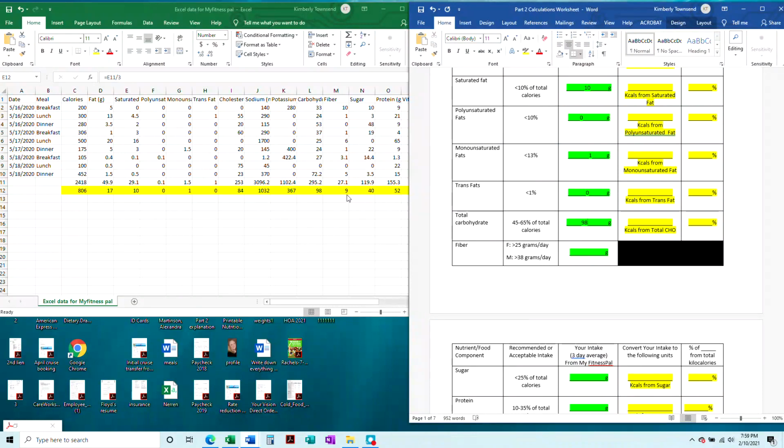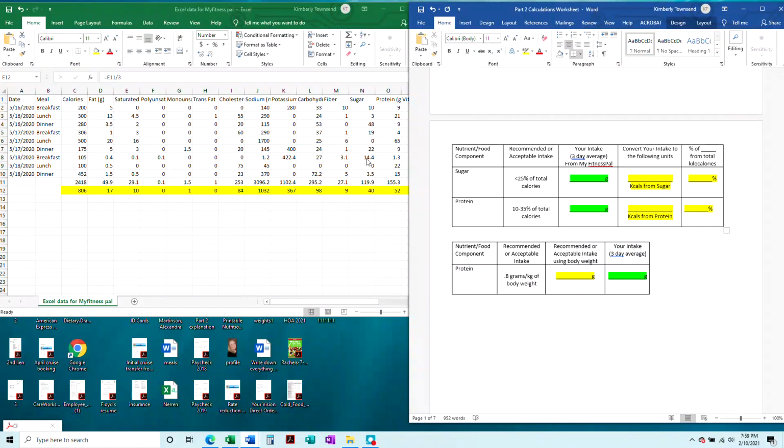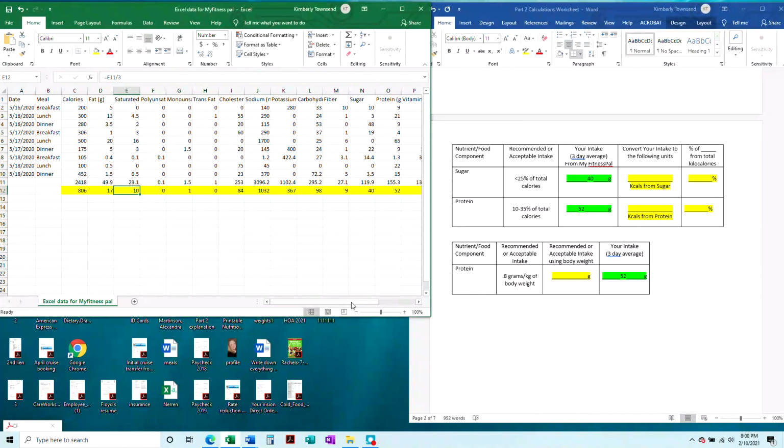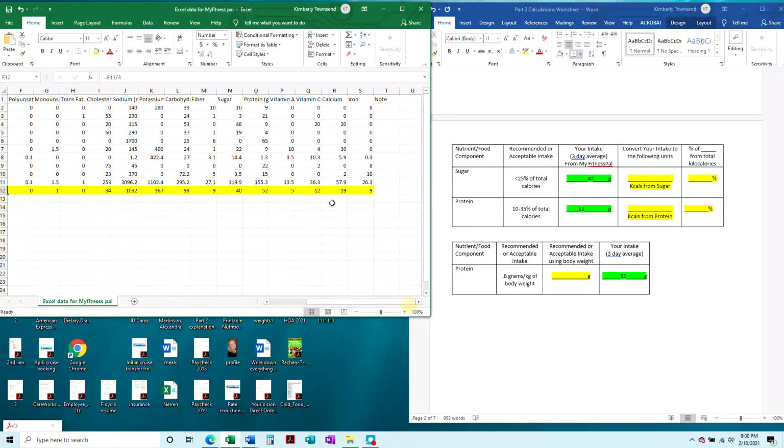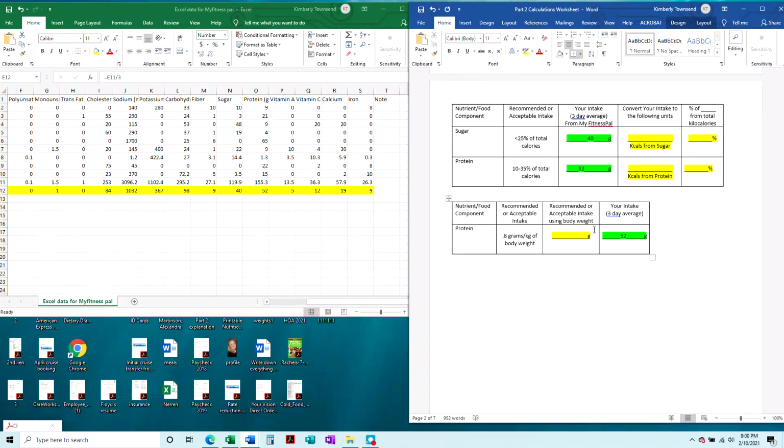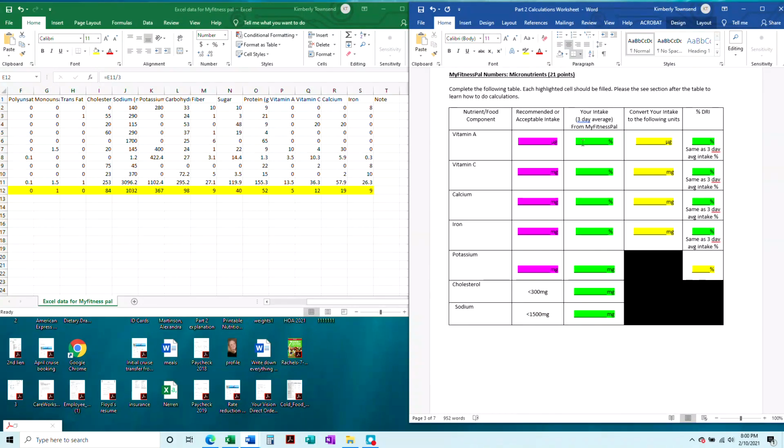My fiber is 9. I'm going to keep scrolling down. My sugar was 40. My protein was 52. Now you're going to duplicate the protein here, so 52 goes right there as well. I'm going to scroll across a little bit on my Excel sheet, and I'm going to scroll down to the next page.